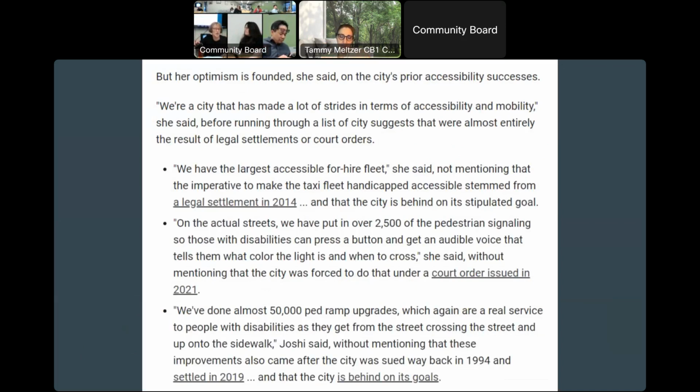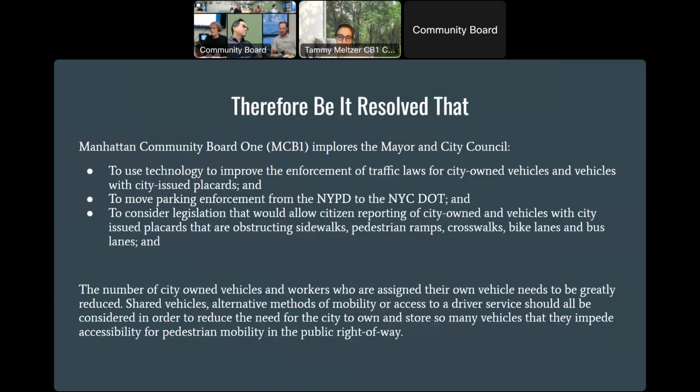All of these followed lawsuits in federal court. So it is kind of disingenuous when they say, look at all these things we've done, because they all demanded a federal lawsuit before they were done. Given that, it's really sad, because I wish the city would cooperate and come up with a plan.